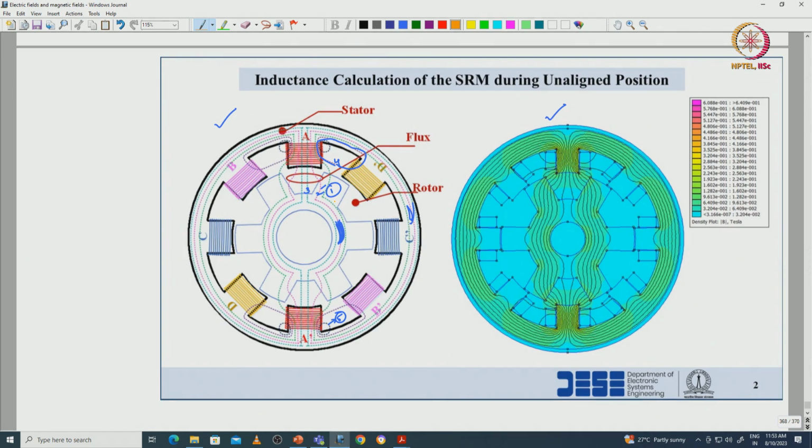So, with this I am concluding this lecture. In this lecture we have discussed the procedure to find the inductance of SRM in the aligned position, unaligned position and intermediate positions.